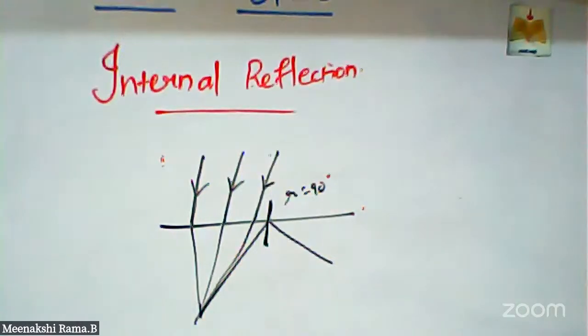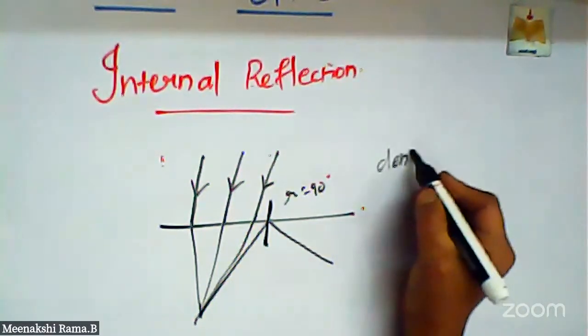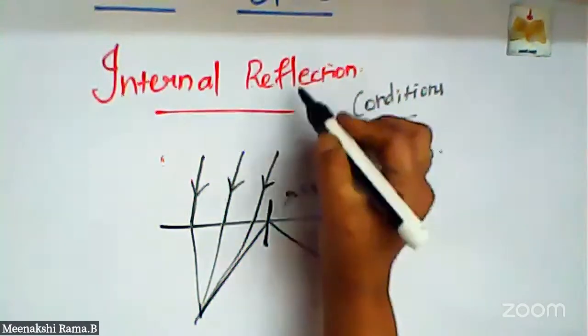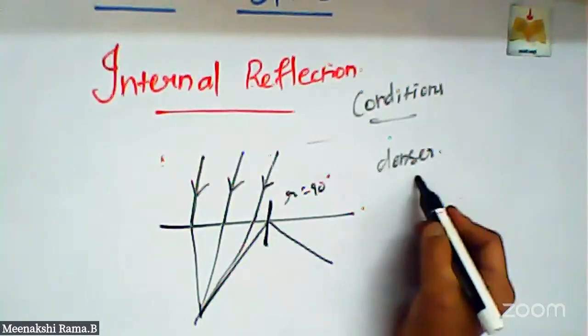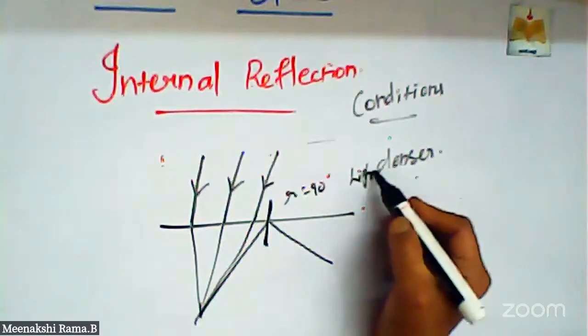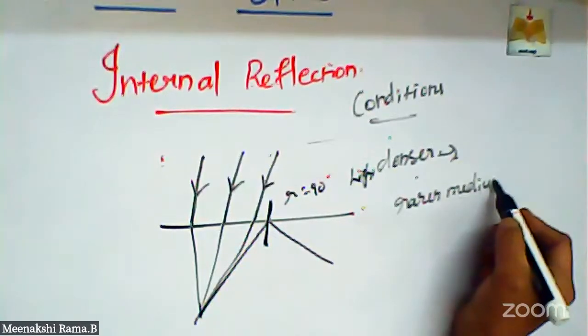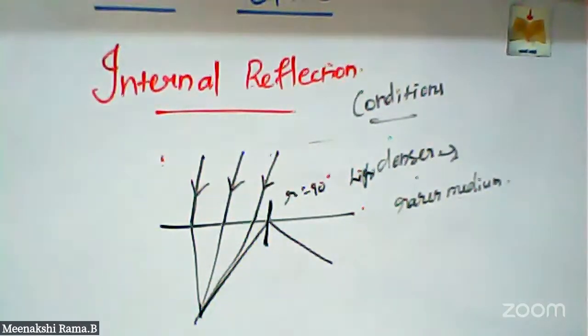So what are the conditions for internal reflection? The first condition is that the light must pass from the denser to the rarer medium. The second condition is that the angle of incidence inside the denser medium must be greater than the critical angle.